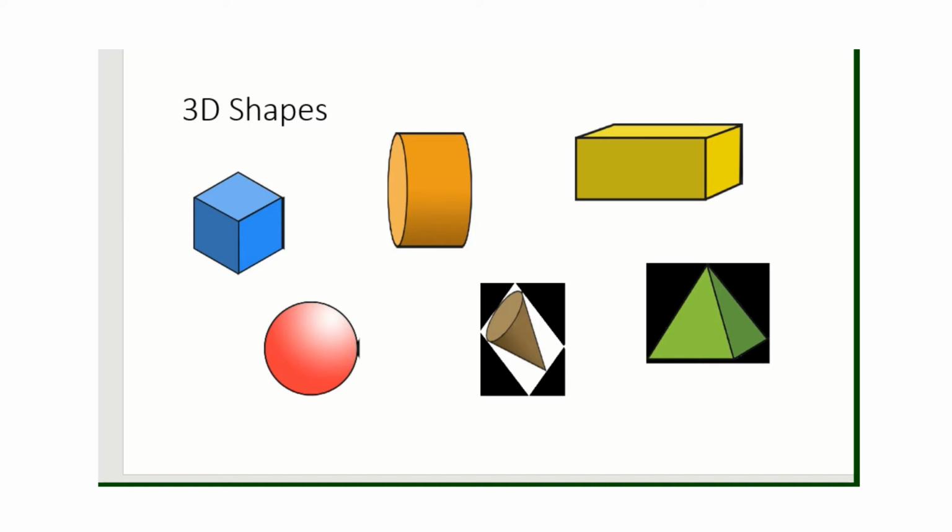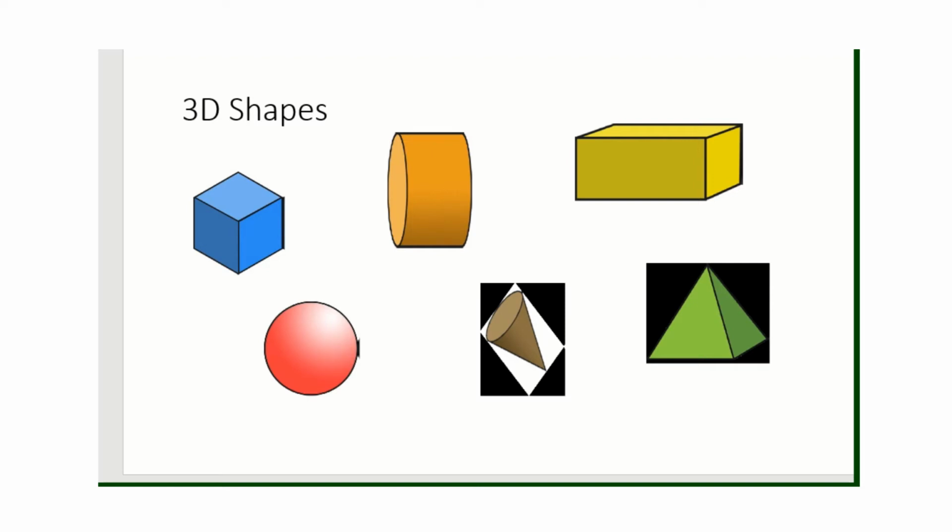The blue shape is the cube. The red shape is the sphere. Next to the cube, we have the cylinder. And next to the sphere, we have the cone. Next to the cone, we have the square-based pyramid. And above it at the top, we have a cuboid. Now then, the difference is that these are solid shapes. If they were flat, they would be 2D shapes.